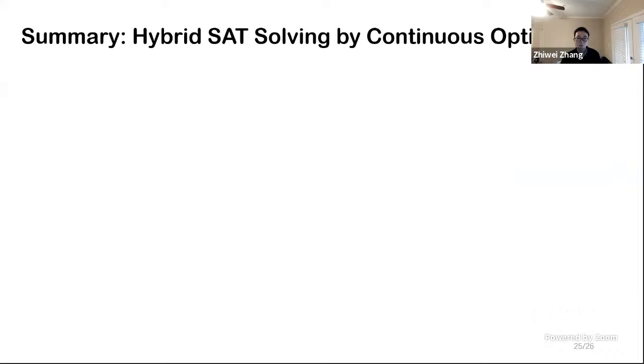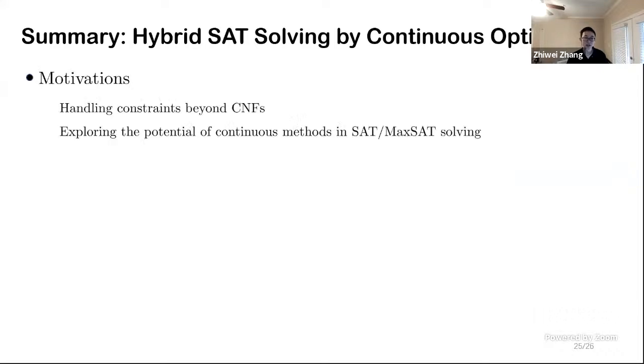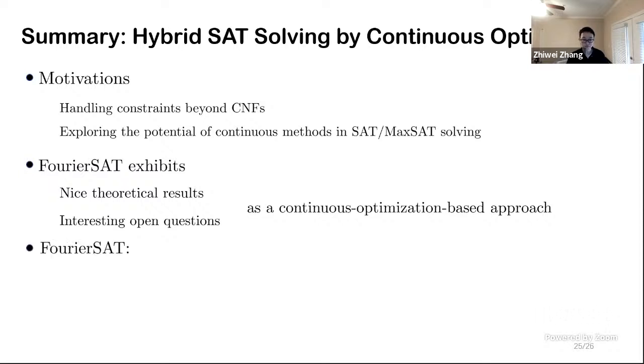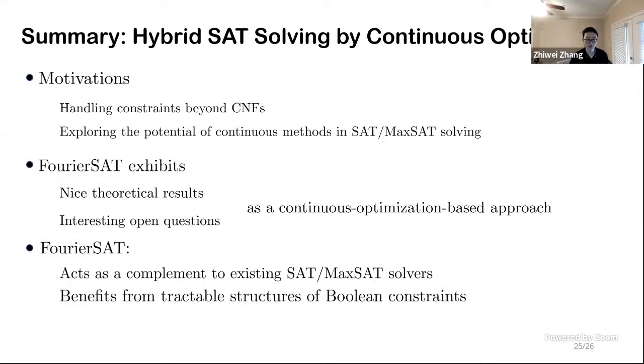All right, in summary, we are motivated by handling constraints beyond CNF, and we want to explore the potential of continuous methods in SAT and MaxSAT solving. Our framework exhibits nice theoretical results as well as interesting open questions as a continuous-based approach. In practice, our solver can act as a complement to existing solvers.